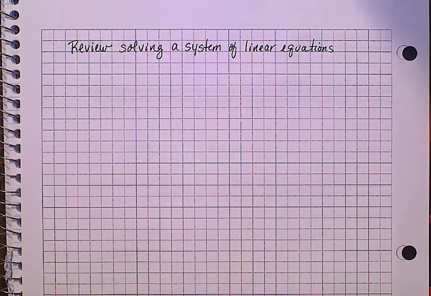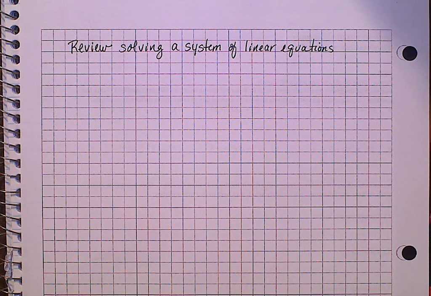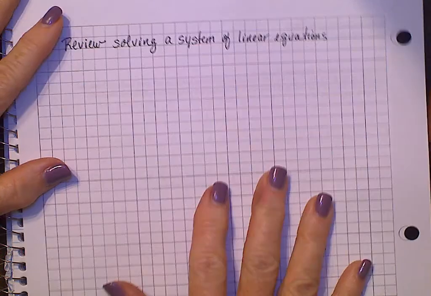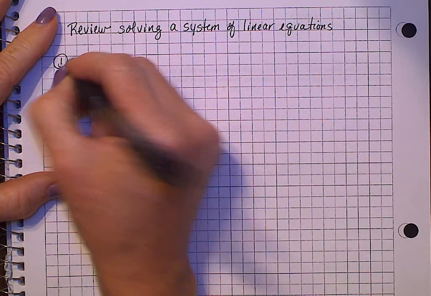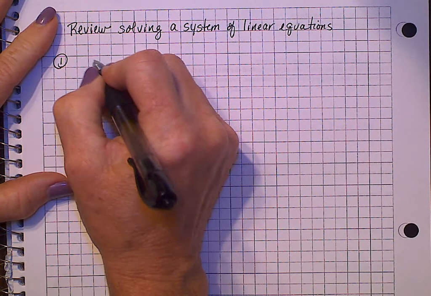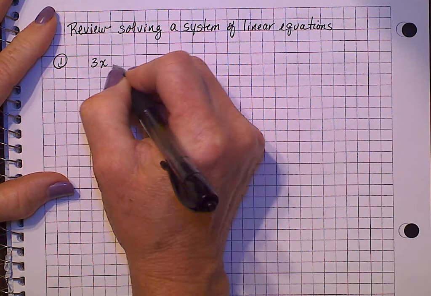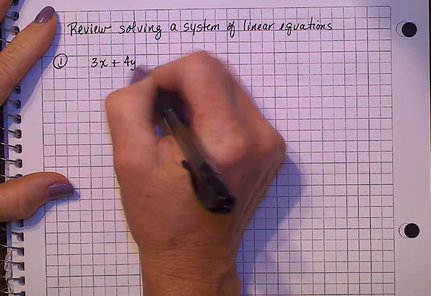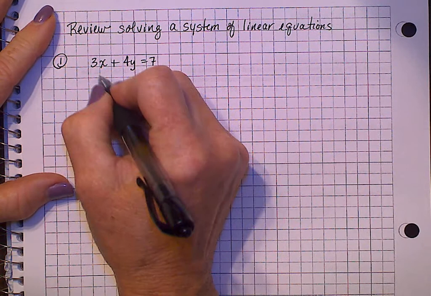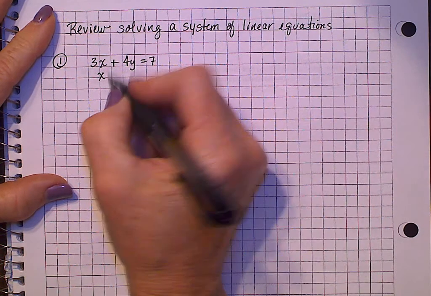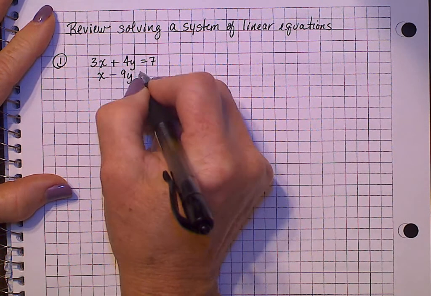So just a couple minutes ago we did a quadratic and a linear, and now we're going to do 2 linears. And there's 2 ways we're going to review here. The first way is when we have something like this. 3x plus 4y equals 7. And we have x minus 9y equals 23.